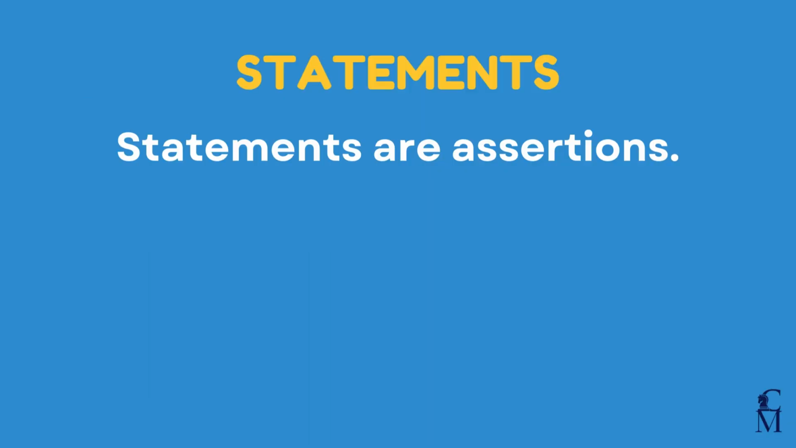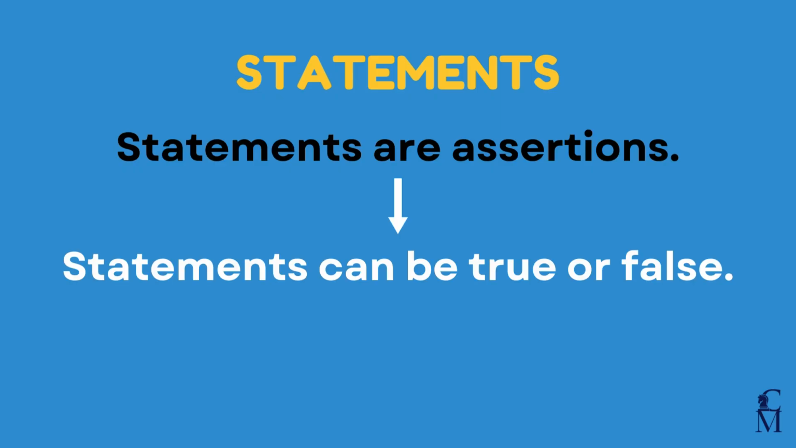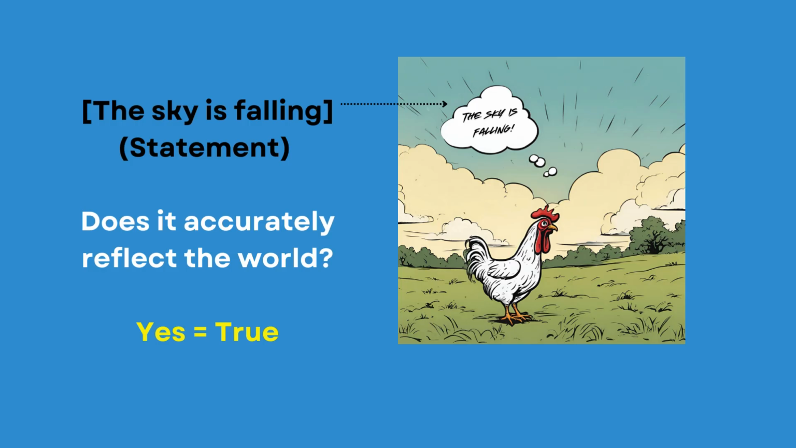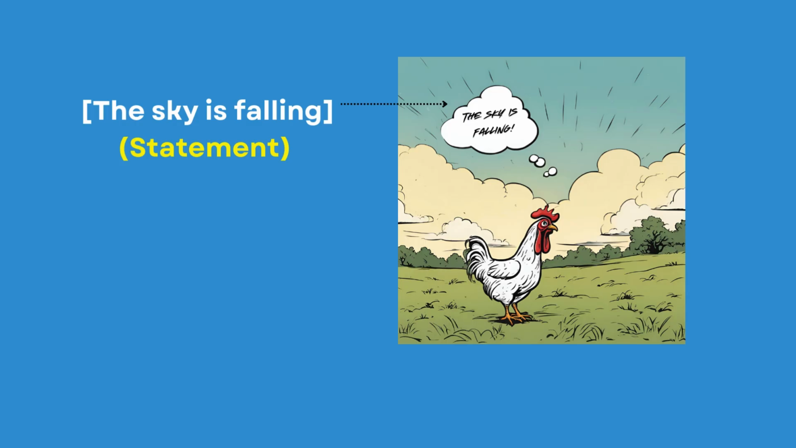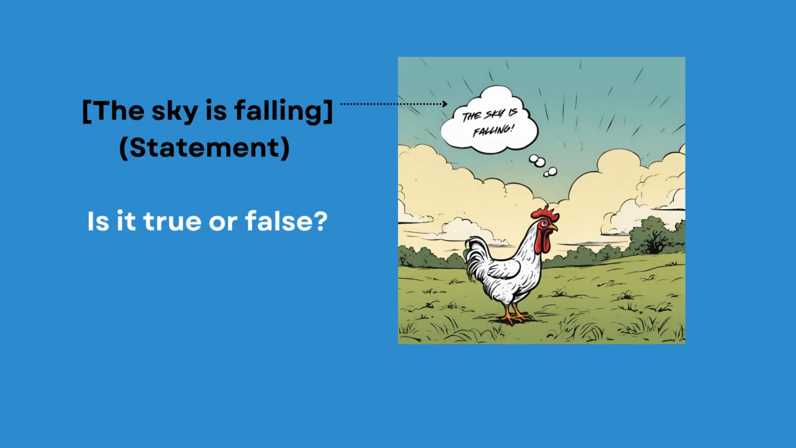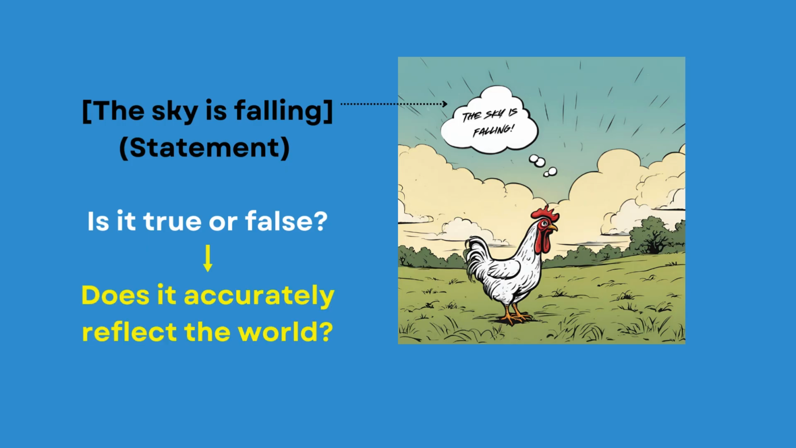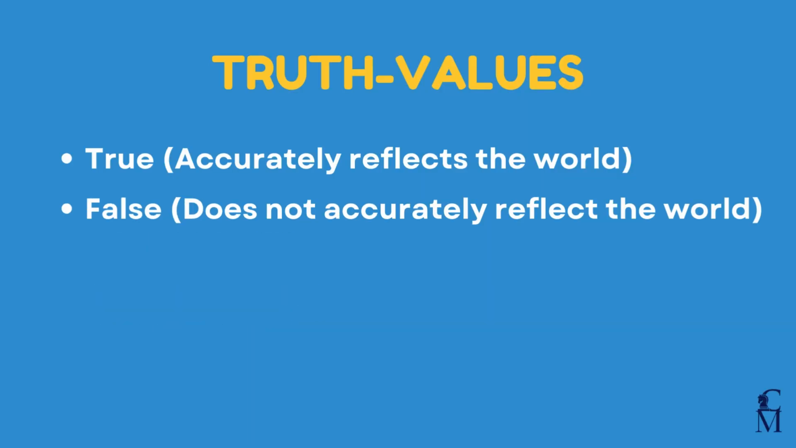Second, because statements are assertions that what the statement is about is true, statements can be true or false. A statement is true if what it is about accurately reflects the way the world is, and a statement is false if what it is about does not accurately reflect the way the world is. So, when someone makes a statement, we can still ask whether or not that assertion is actually true or false based on whether or not it accurately reflects the way the world is. True and false are called truth values.